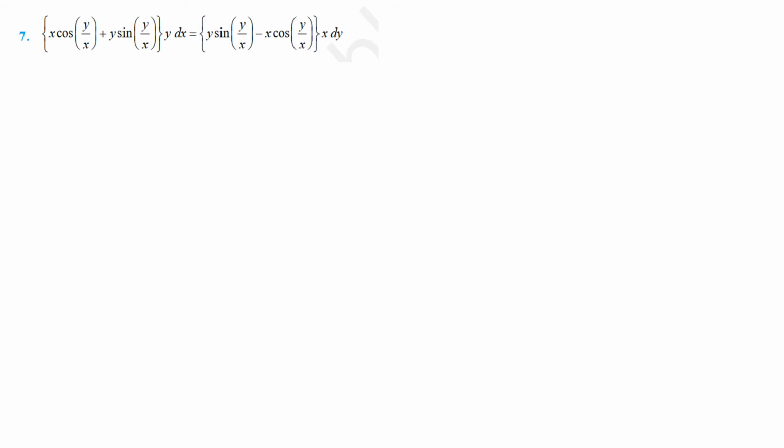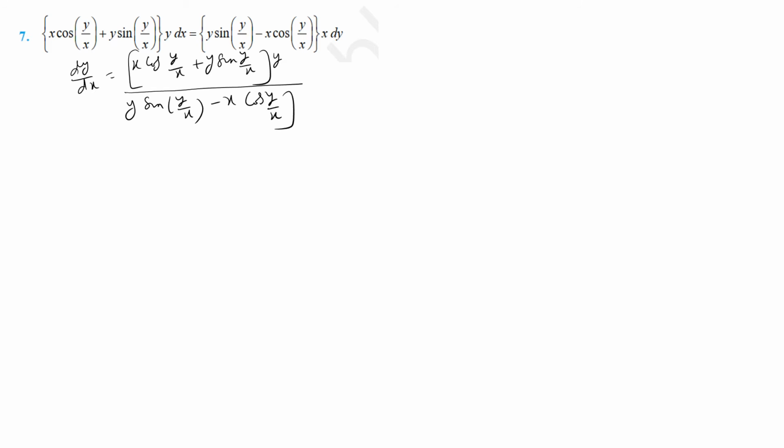Question number 7. Here clearly you can see the equation, even if you check it with the way of dy by dx. So dy by dx here will be, as dx will go to that side, x cos y upon x plus y sin y upon x, and this is y sin y upon x minus x cos y upon x times x.